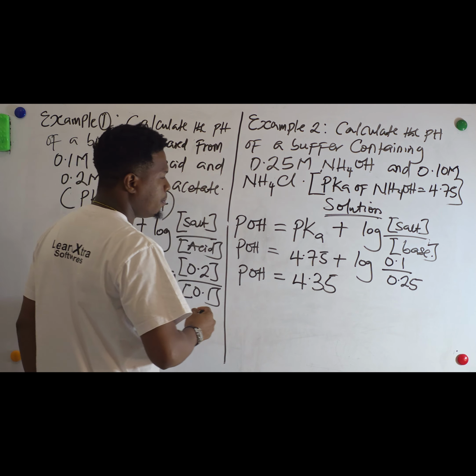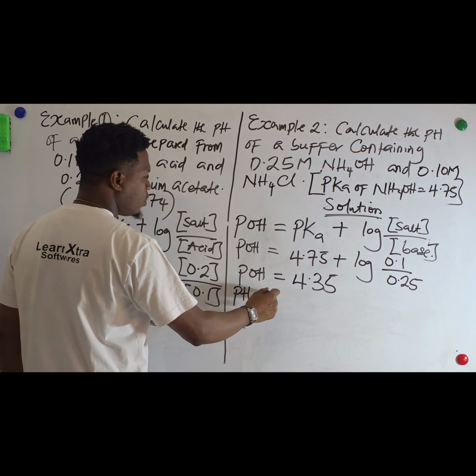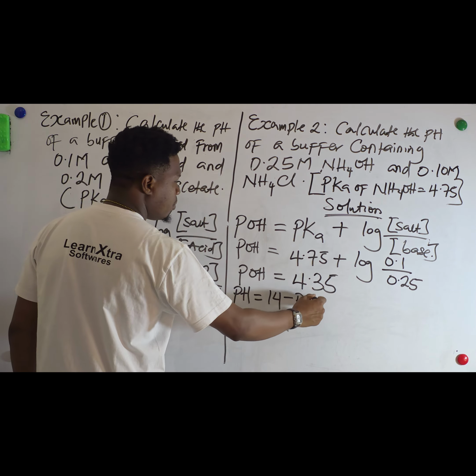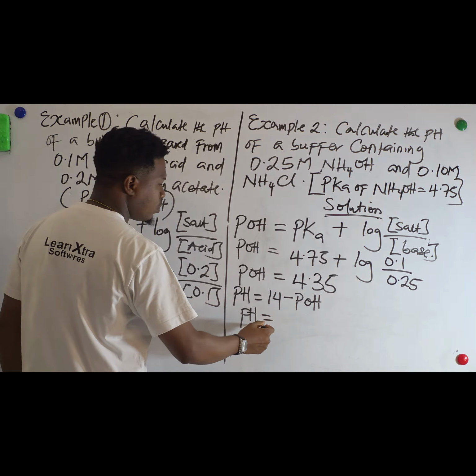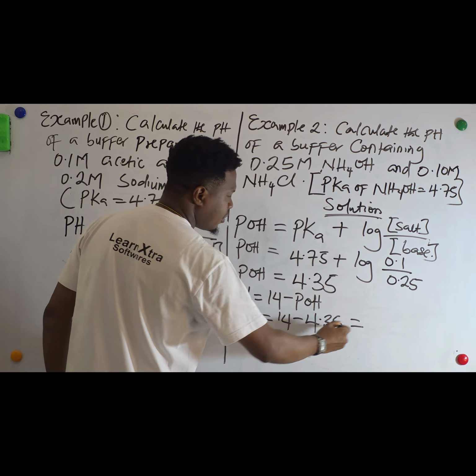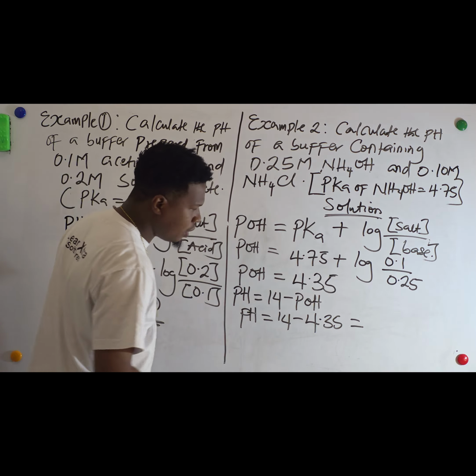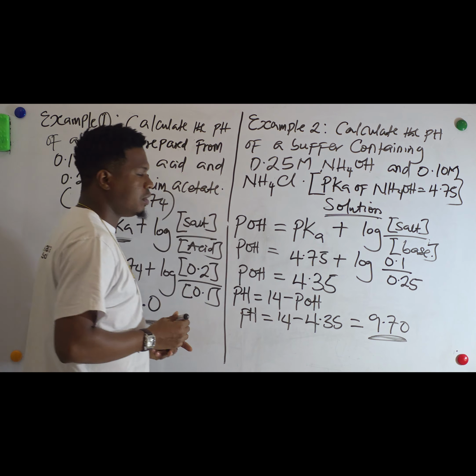But we're not looking for pOH, we're looking for pH. So pH is equal to 14 minus pOH, right? So pH will be equal to 14 minus 4.35. The answer to this question will be 9.70. So that's the pH of this solution.